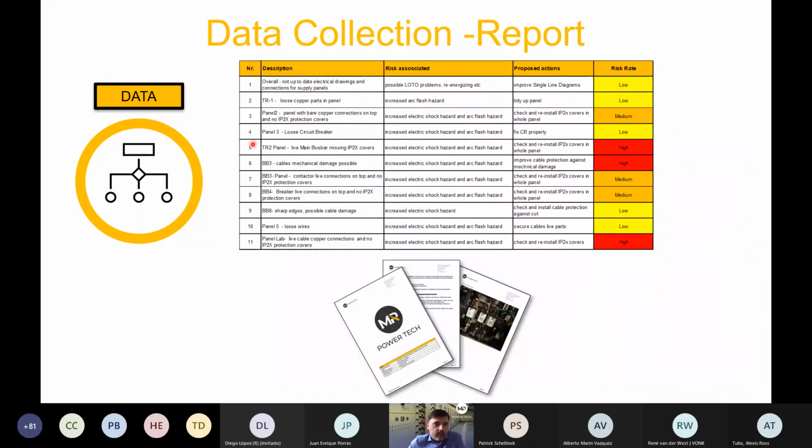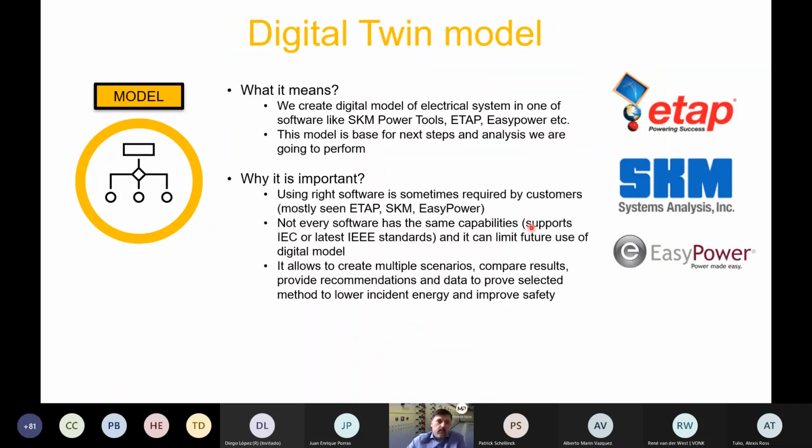This is an example of a data collection report, which, for example, I write when I come back from site: where we've been, what kind of panel, what was the problem, what to do, and what's the related risk level. I try to keep things simple so you very easily see where to fix something. The next step is to create a digital twin model.